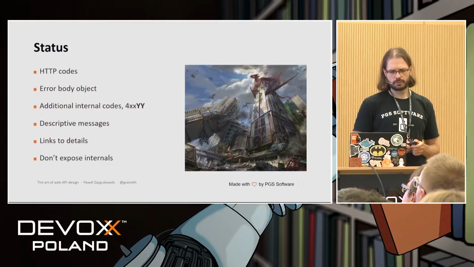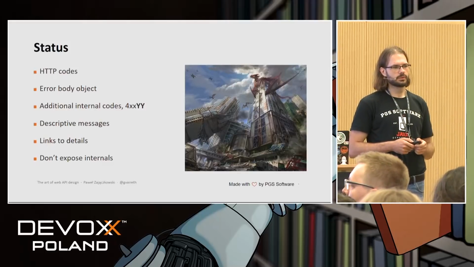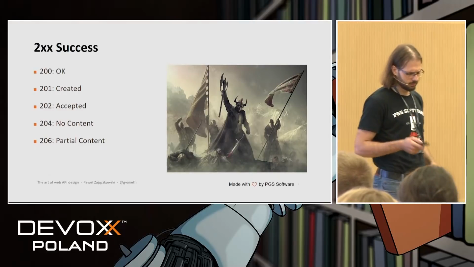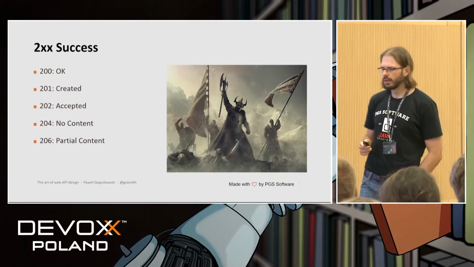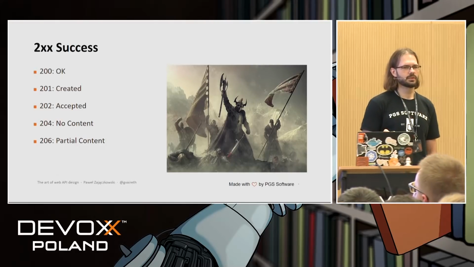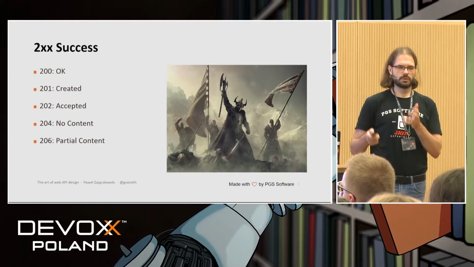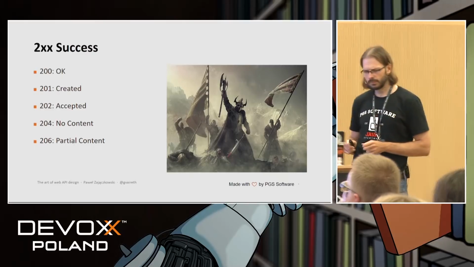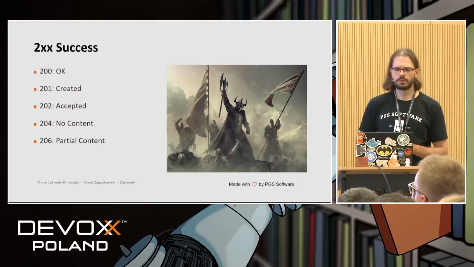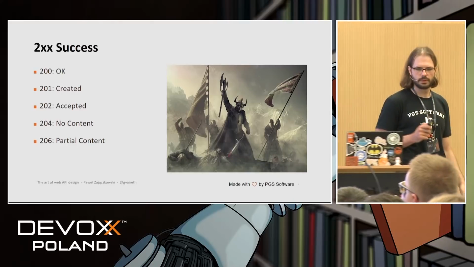And again, don't expose internals, unless you are open source, of course, but returning stack traces in responses is not exactly a good idea, usually. So briefly on HTTP codes: 200, yay, success. 201 is used when we create an object. 202, when we start some kind of asynchronous processing, and the response is not ready, but we notify that, okay, we got the request, we are on it. 204, when we delete an object, then we return this. And when we return just a part of the response, and there will be more, 206.